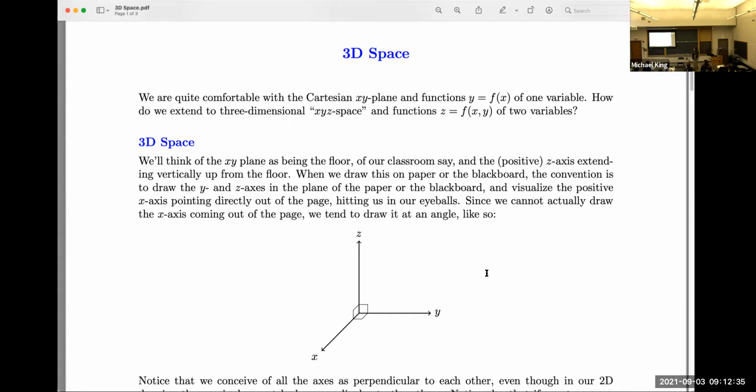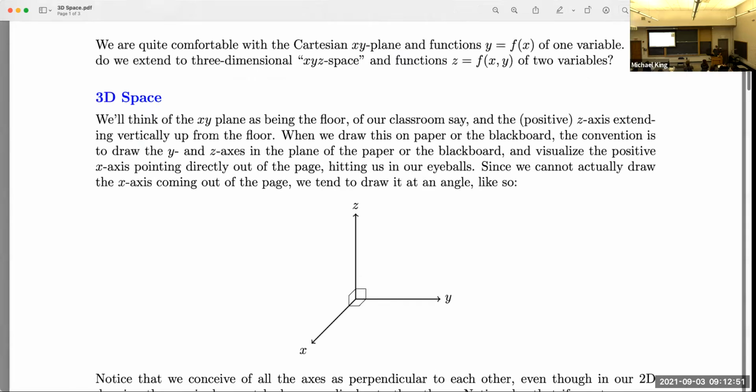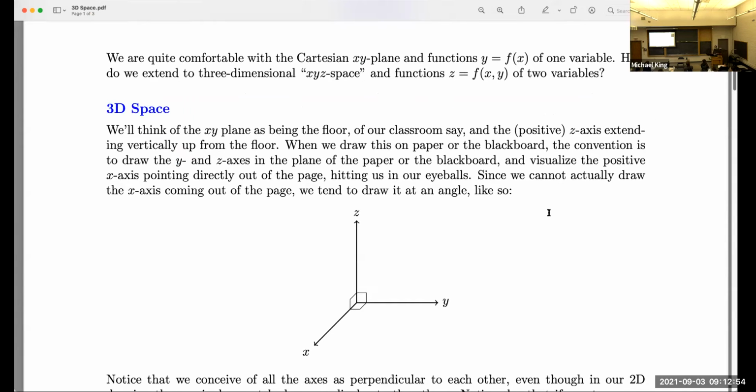So I talked a little bit about 3D space just for a few minutes in class on Wednesday, right? And we'll draw the axes like this. Think of the XY plane as the floor of this classroom and the positive Z axis going straight up vertically. This is just a convention: we draw the Y and Z axes in the plane of the paper, and then the X axis is coming out and poking you in the eyeball.